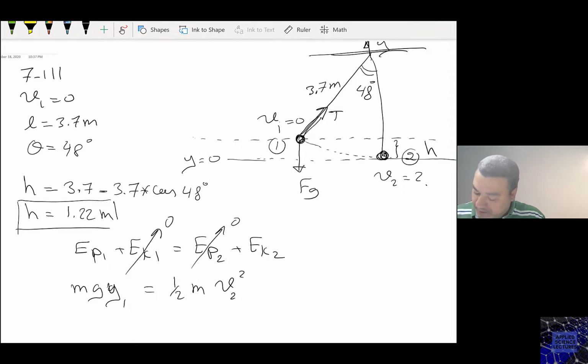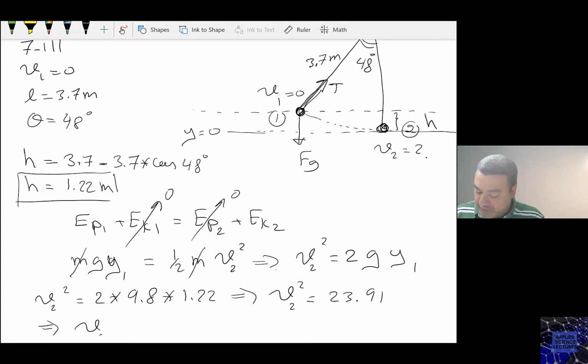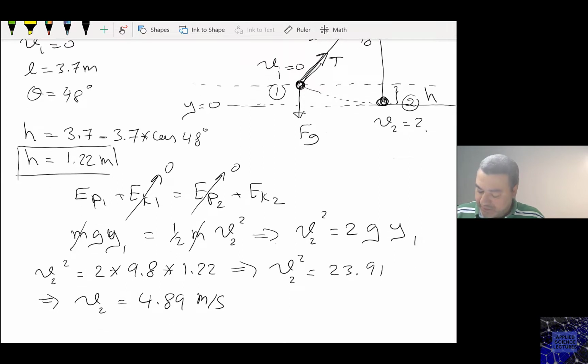Now m can cancel, so I know v2 squared is 2gy1, and y1 is h here, so v2 squared is 2 times 9.8 times 1.22, and then v2 squared equals 23.91, and v2 is 4.89 meters per second. So this is A.